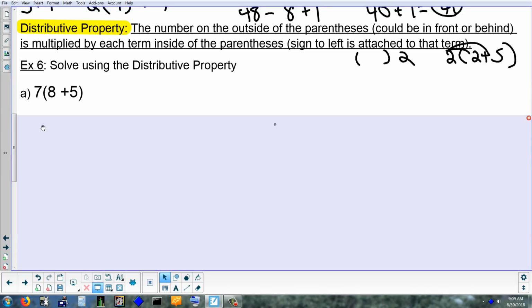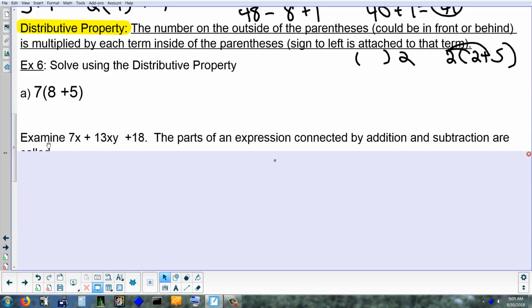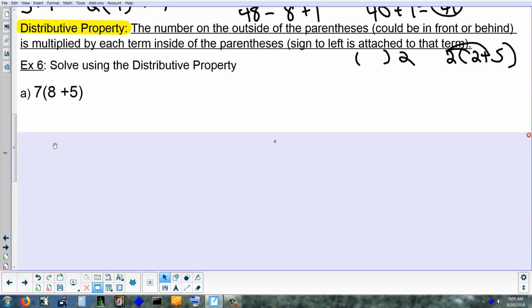So, this one says solve using the distributive property. We're solving, which means we're going to get a nice answer, one number. Give me one thing I'm going to multiply, and make sure you tell me what type of number it is, positive or negative. Ellie? Oh, you're going to multiply 7 by 8. Positive 7 or negative 7? Positive 7 times positive 8, and I get 56. Positive 56, right? But I can just write 56.